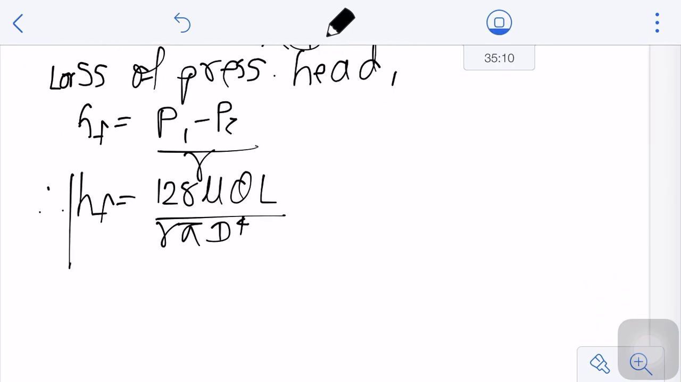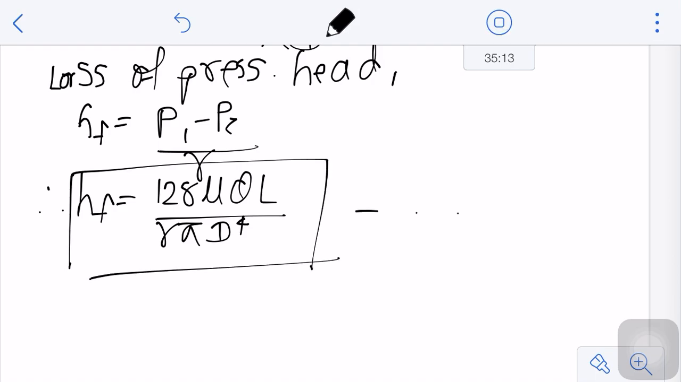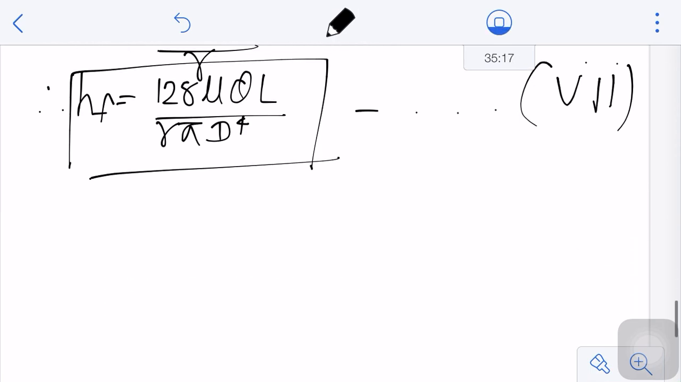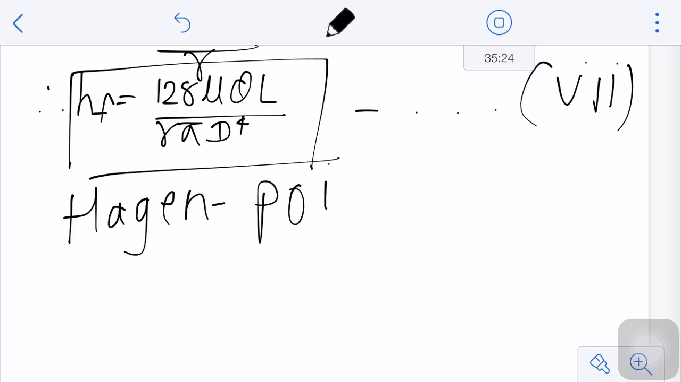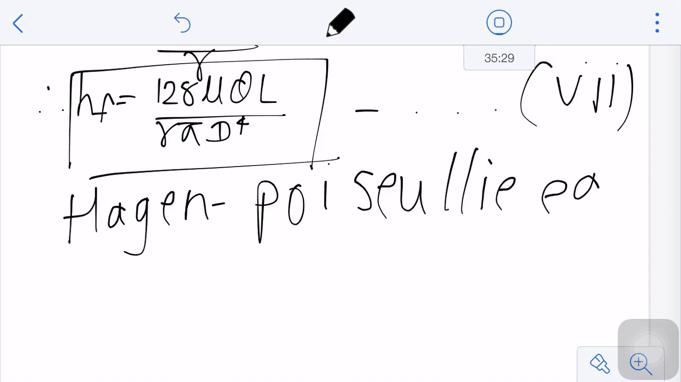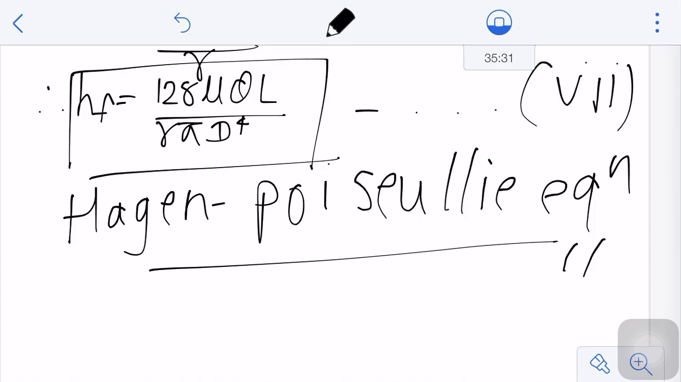So this final equation, maybe equation number 7, is known as the Hagen-Poiseuille equation, and this is the equation which is used for viscous flow in circular pipes. Don't forget to mention that this gamma in the denominator is the specific weight of the flowing fluid, right?